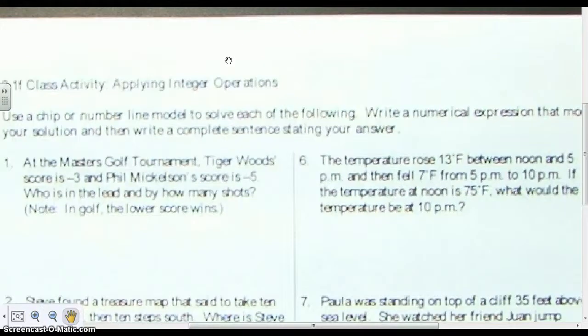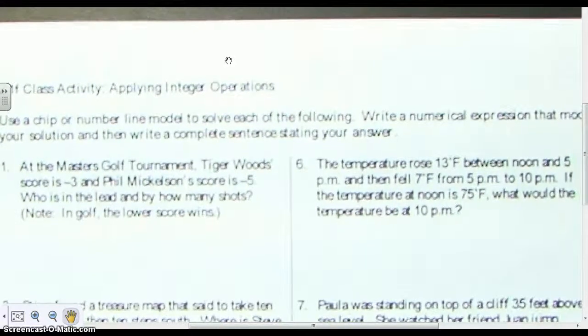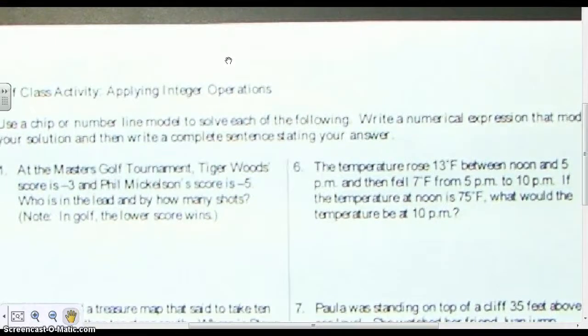with them, use your pencil, write things down, try different things, and eventually you're going to come to the right answers. But it takes work. There's no quick and easy way to do some of these. And some of them are easier than others. Let's start with number one.